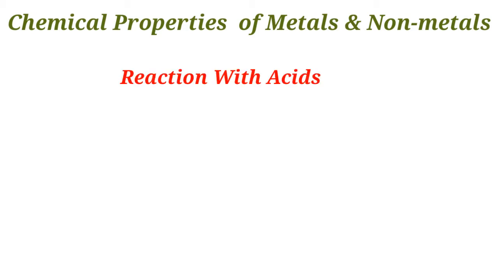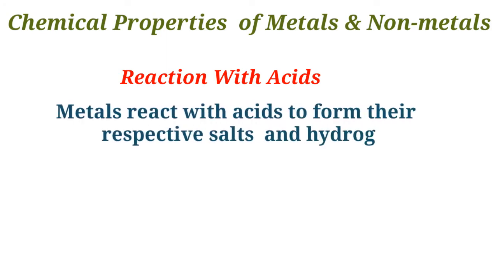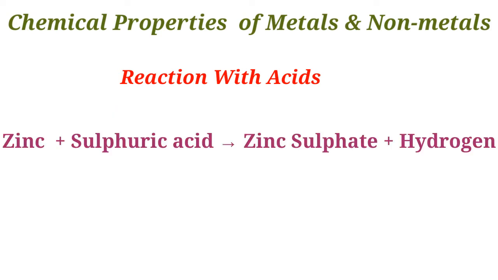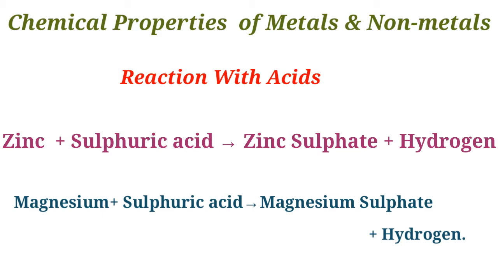Reaction with acids. Metals react with acids to form their respective salts and hydrogen gas. For example, zinc reacts with sulfuric acid to give zinc sulphate plus hydrogen. Similarly, magnesium reacts with sulfuric acid to give magnesium sulphate and hydrogen gas.